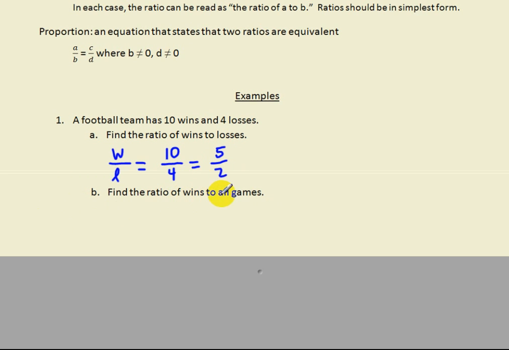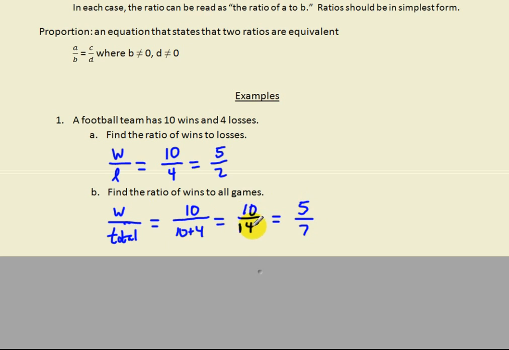Then find the ratio of wins to all games. So we're looking at wins over the total number of games. So this is going to be equal to 10 wins over, they had 10 wins plus 4 losses. So that gives us a ratio of 10 to 14, and again we can simplify this, divide each by 2, and we get 5 over 7. So in other words, they win 5 out of every 7 games.